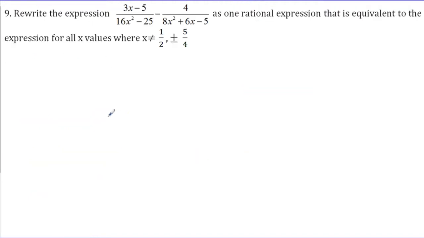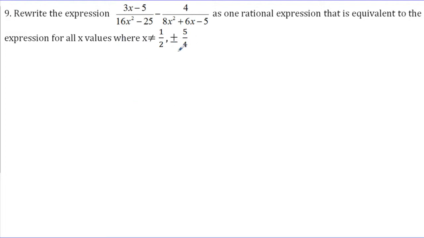All right, let's move on and take a look at the next problem. It says rewrite the expression as one rational expression that is equivalent to the expression for all values where x is not equal to 1/2 and plus or minus 5/4. So again, there's some information here that's necessary, but that we don't really need to worry too much about, and that's this for all x values not equal to. This just means there are some domain restrictions and we need to let people know about them. So for our purposes, we can ignore this.